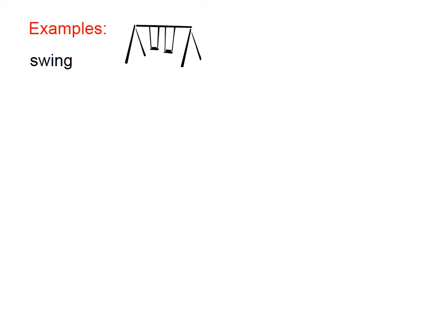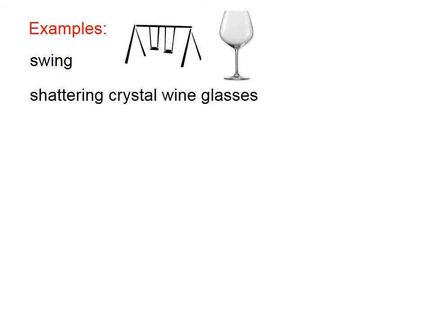Some examples of resonance. We've already talked about a swing. You may have seen a demonstration of a singer shattering a crystal wine glass with the voice. There's a certain frequency at which that wine glass structure wants to oscillate, and if a sound wave with that exact frequency is applied to that system, that structure can be made to go through a very large amplitude, enough so that it can shatter the wine glass.